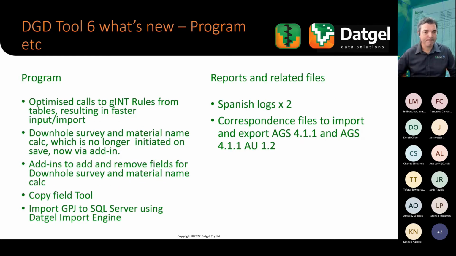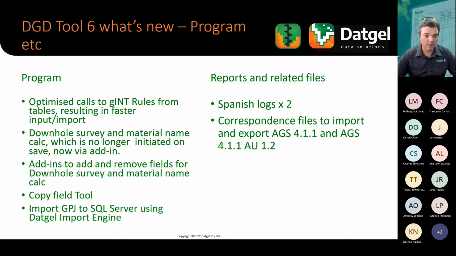Okay, and in the program, we've optimized how some things are getting called, like the calculations getting called when you edit data in the database and when you import data. So it makes it a lot faster, actually, to do some tasks that were unnecessarily degraded before by just simply calling the gINT rules object.